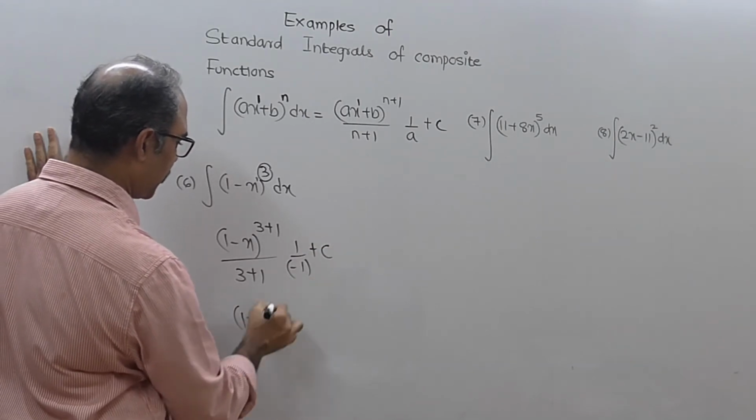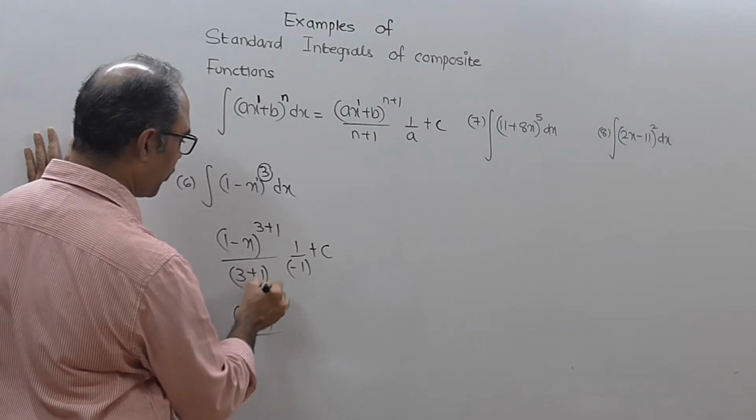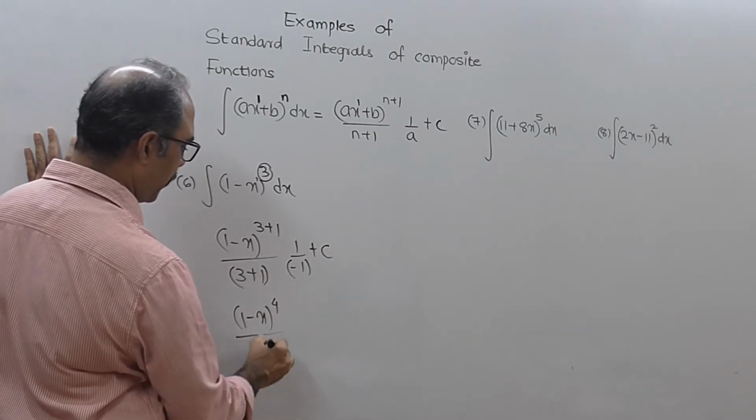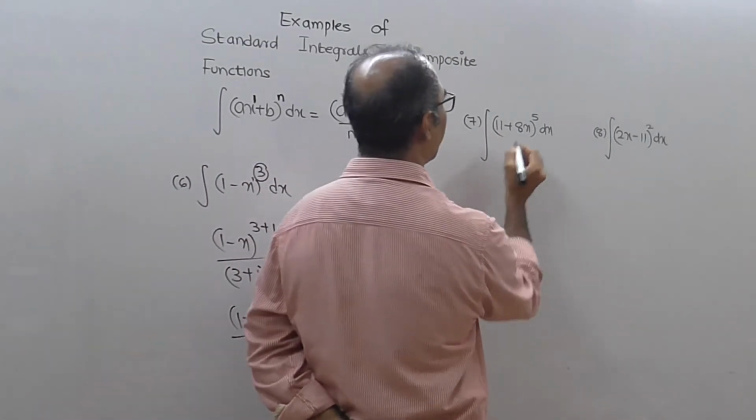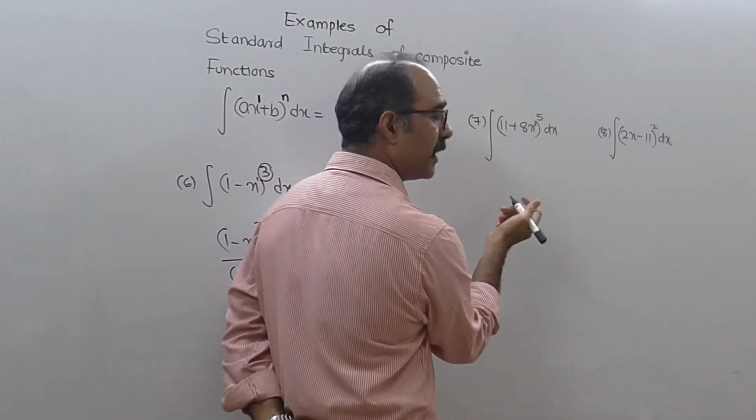This is (1 minus x) raised to 4. 3 plus 1 will give you 4. 4 into minus 1 will give you minus 4, plus c. Going for sum number 7, the power of x is 1, so it's a linear equation.